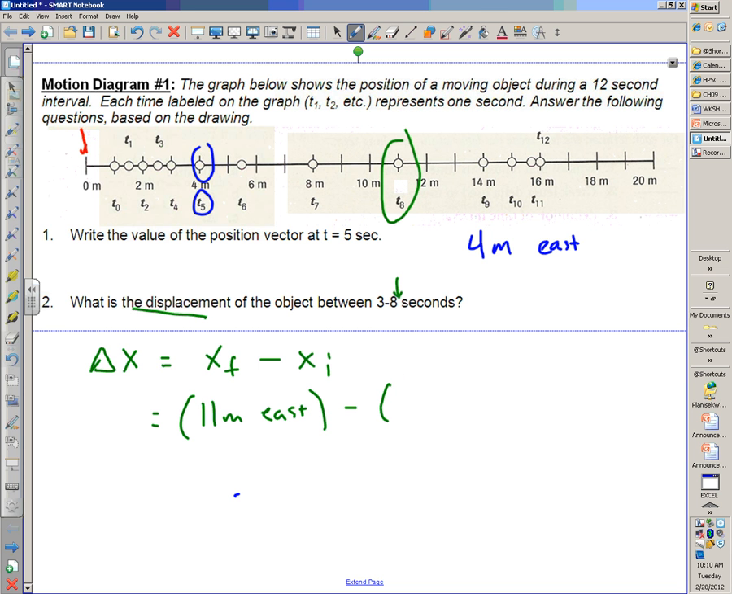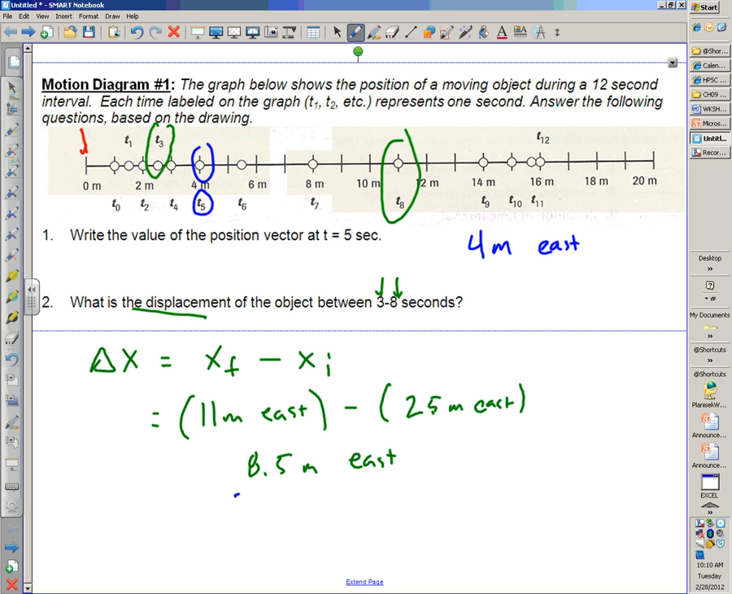Next, the initial condition. Where did it start? In this case, not at the very, very beginning, but when? 3 seconds. At 3 seconds. So we look here and we find 3 seconds, right? It's right there. So its initial position was what? 2.5 meters east. Okay? So we do our math and we end up seeing here that the displacement of this object was 8.5 meters east.